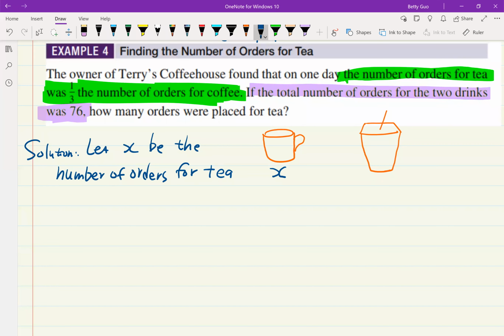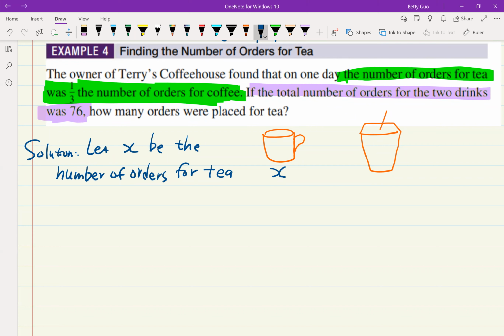So if we have x orders for tea, how many orders for coffee? Think about that. Read the sentence in green. Could I translate this sentence in green this way? May I have your attention? The number of tea is 1/3 of number of coffee. Does that mean the number of coffee is triple of number of tea? Yes or no?